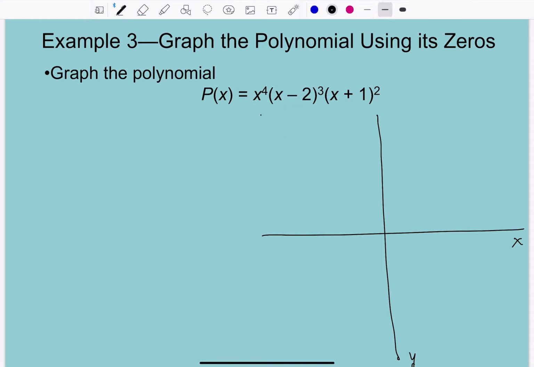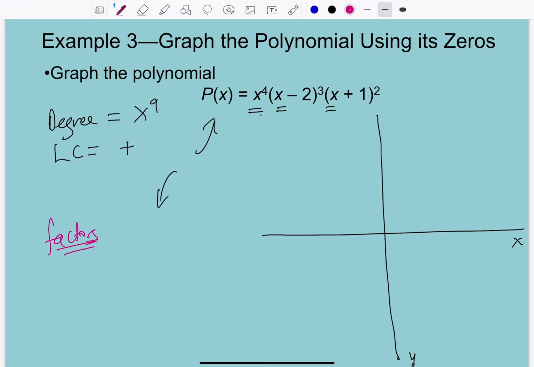So the degree here is x to the 9th, and the leading coefficient, if I multiply all these, is going to be positive. It's a 9th degree polynomial with a positive leading coefficient, so my end behavior is going to be like this. Now, good thing this polynomial is already factored. The factors are, or zeros, maybe I should call them zeros because we already have the factors.